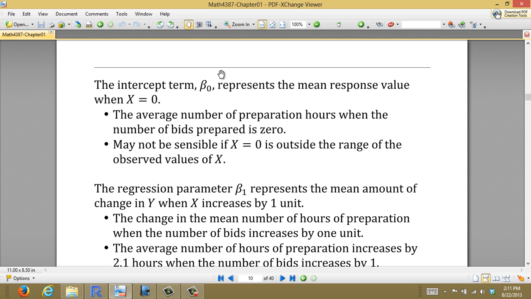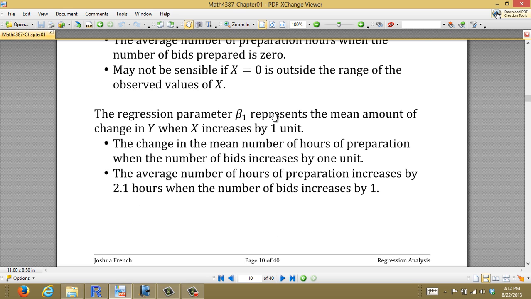And typically that happens when the value x equal to 0 is outside the range of the observed values of x. So in other words, when you're extrapolating outside the range of observed data, oftentimes the intercept term is not going to make practical sense, even though it makes mathematical sense.